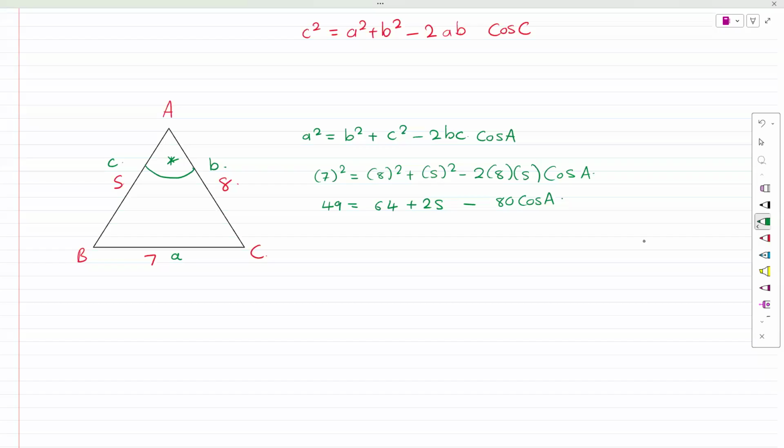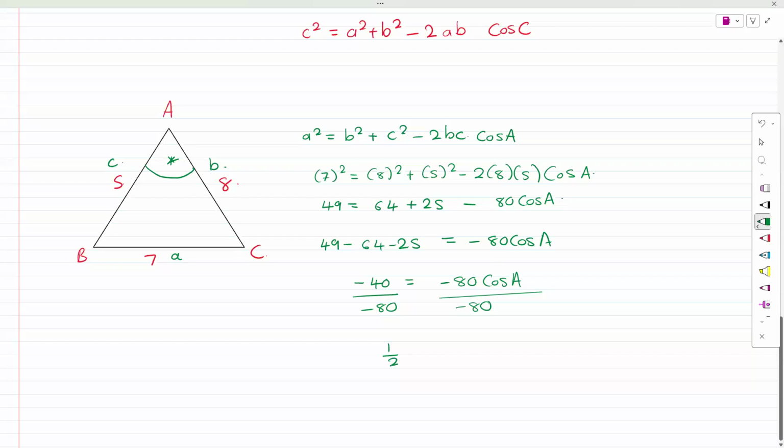Right? The next part is I would take the 49 minus the 64 minus the 25. That equals minus 80 cos A. So that's 49 minus 64 minus 25, which is minus 40, equals minus 80 cos A. Divided by minus 80, divided by minus 80, and this is 1 over 2.